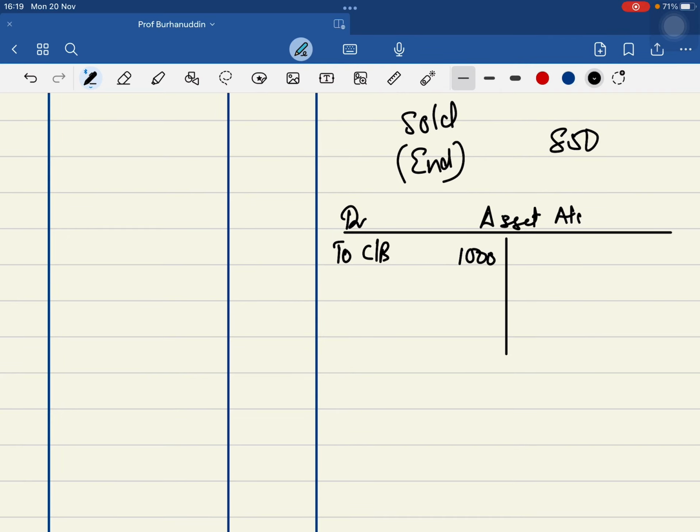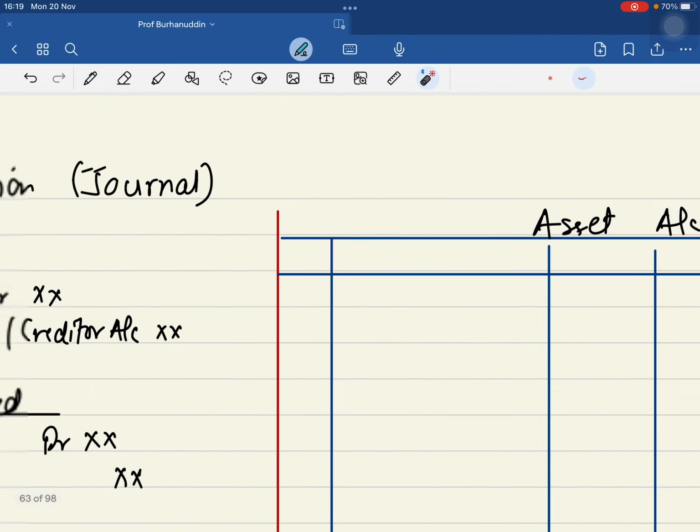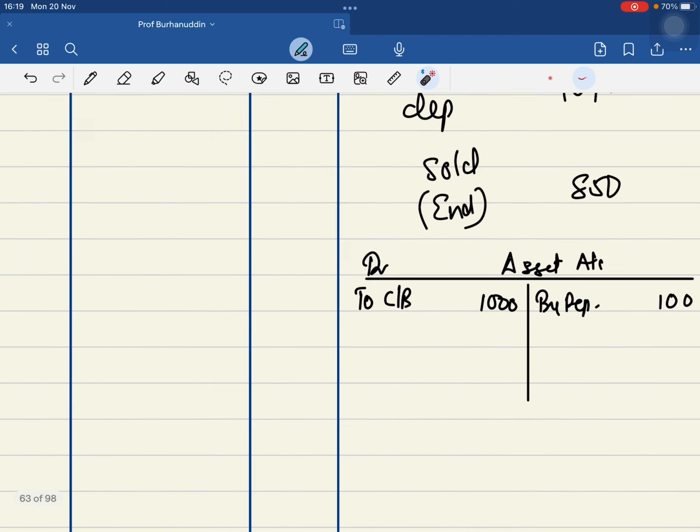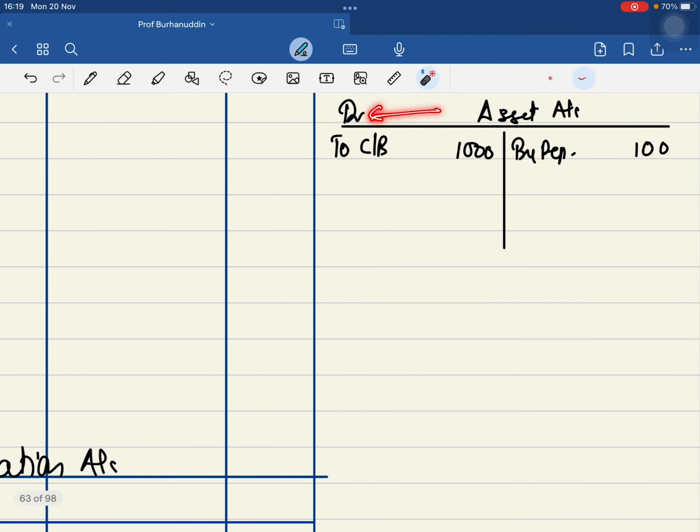The year has ended. What are you going to do? Charge depreciation. When you charge depreciation, the value of the asset goes out, so that will be recorded over here. 10% is 100. According to the entry also it is the same. The entry tells me asset account debit to cash account, so asset account is debited: asset account debit to cash account 1,000.